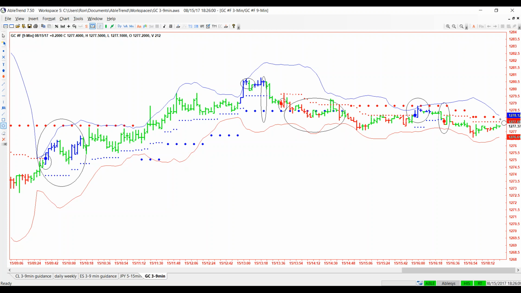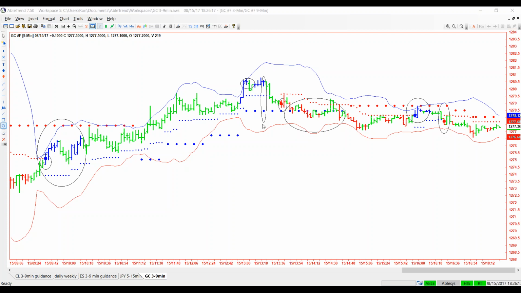But we're going to stay short because we have red dots above. We're protected. There's hidden resistance there to stop or block it from going higher. And there's no blue dot below, which is exactly what we want. So it's a clear path for it to go lower.